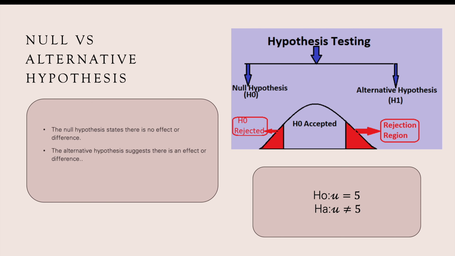And so let's move on to the first step of conducting a hypothesis test. We have to know what a null and alternative hypothesis are. The null hypothesis states that there is no effect or difference between the two samples that we are testing, or between our one sample and our hypothesis mean. The alternative hypothesis suggests that there is an effect or difference between those. As you can see here, I have one example: the null hypothesis is that mu is equal to 5, and the alternative hypothesis is that mu is different from 5.